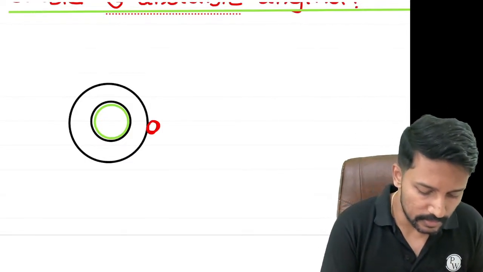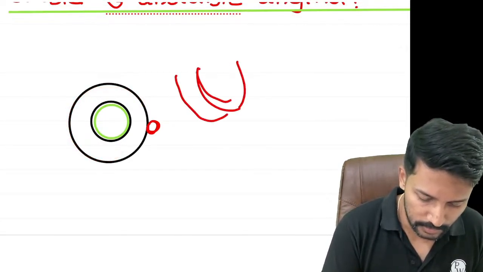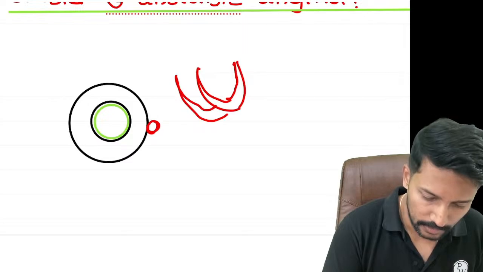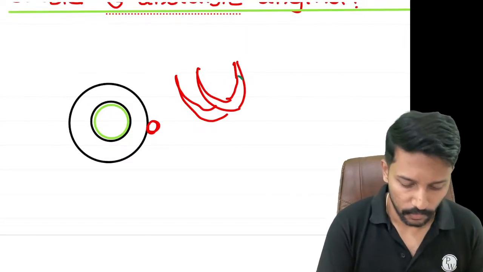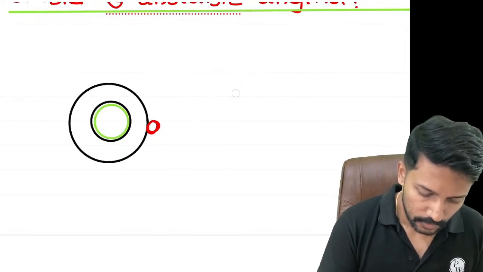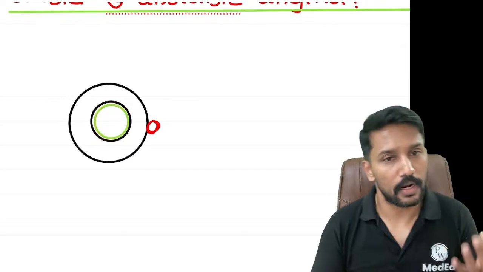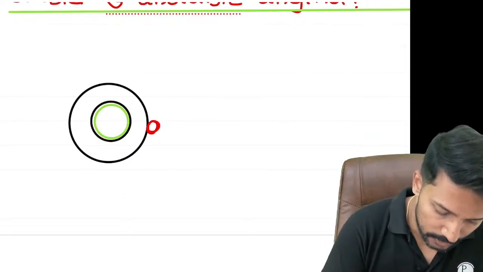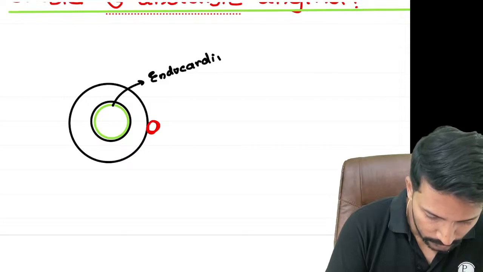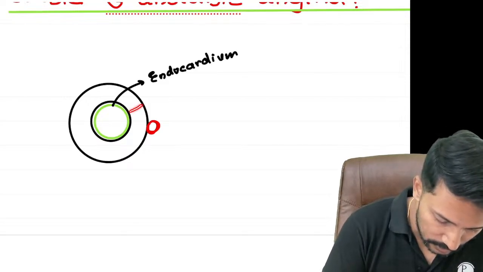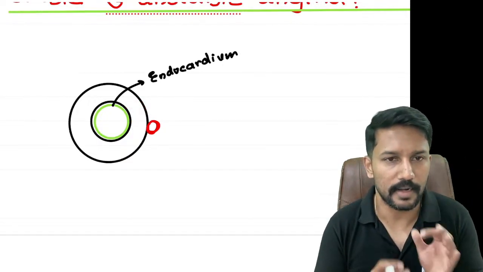So let us think that this is the left ventricle, right? Usually this is how the left ventricle would look, with the left ventricle and right ventricle. I have taken a cut section here, so we are looking at the left ventricular wall. Inside, what you see in the green line is our endocardium. This green line is the endocardium. And this is my myocardium, or the cardiac muscle.